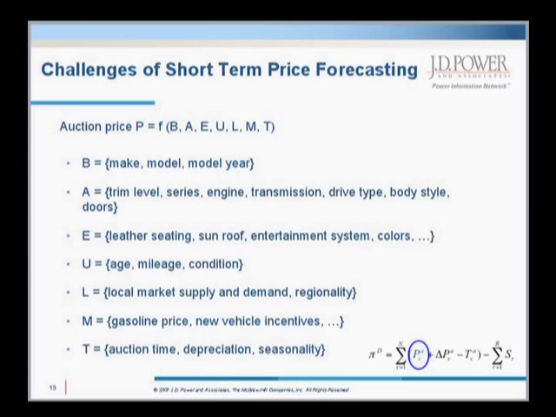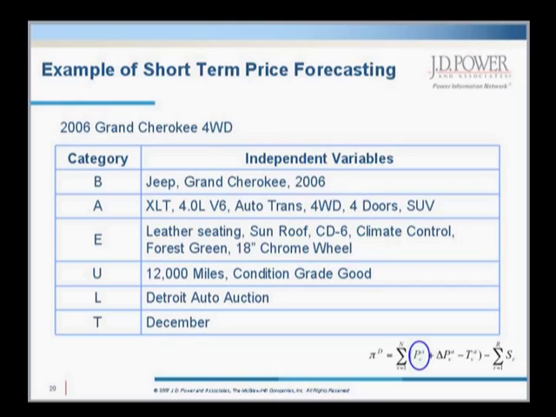And also the gasoline price index, new vehicle incentives, and the general market have an impact on the auction price. But it's very difficult to capture because of the reporting delay. It usually takes 1 month for the gasoline price index to be reported, and 2 weeks for the new vehicle incentives. So I'll give you an example. If we try to forecast a 06 Grand Cherokee 4-wheel drive, what kind of independent variables do we need to consider?